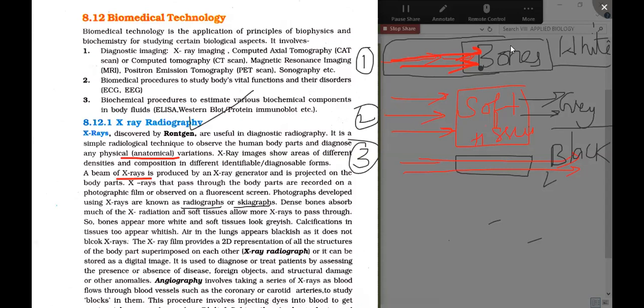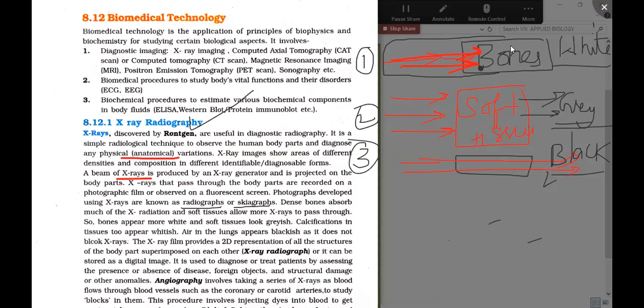We have to make it a simpler form. When the X-rays pass through the bone, it absorbs the X-rays, and that's why it appears white on the photographic film. That's the first point. Second point: when the soft tissues allow some amount of X-rays to pass through them, that's why they appear gray in color. Then through the air cavities, X-rays move forward freely. That's why it appears black in color. This is the mechanism to be remembered.